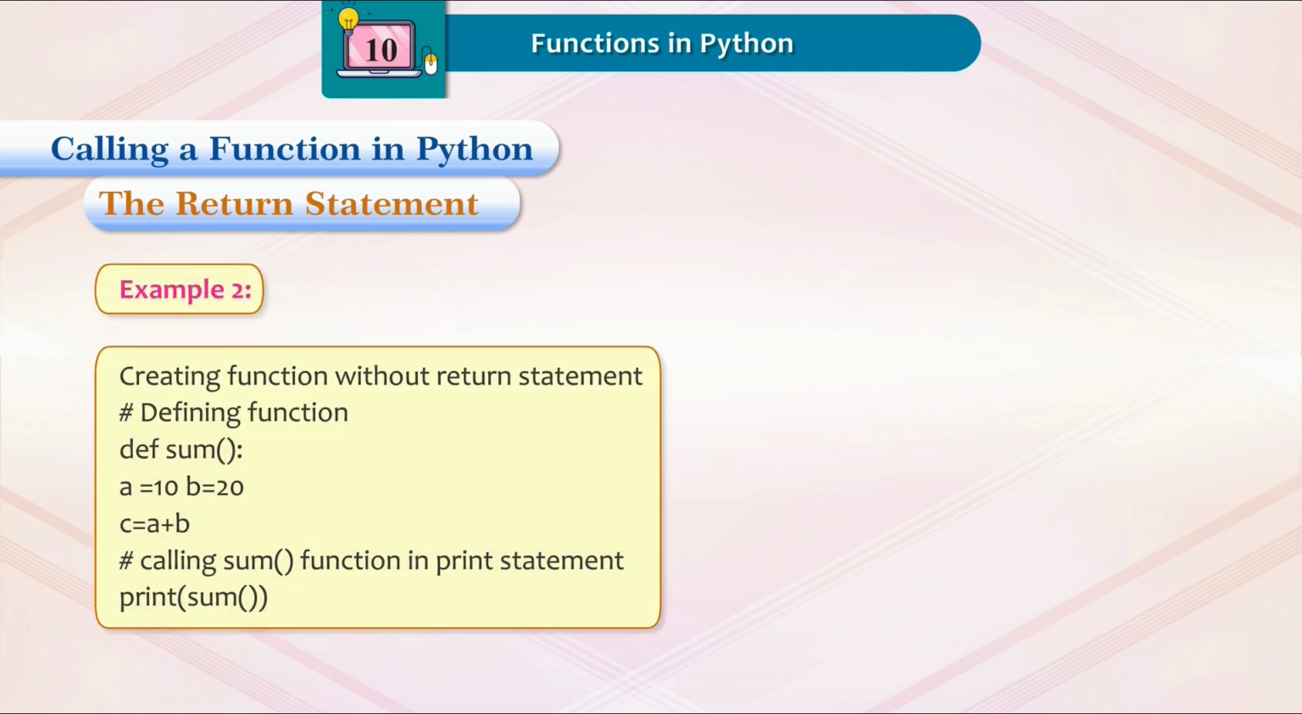Example 2. Creating function without return statement. # Defining function def sum(): a = 10, b = 20, c = a + b. # Calling sum function in print statement print(sum()). Output: None.